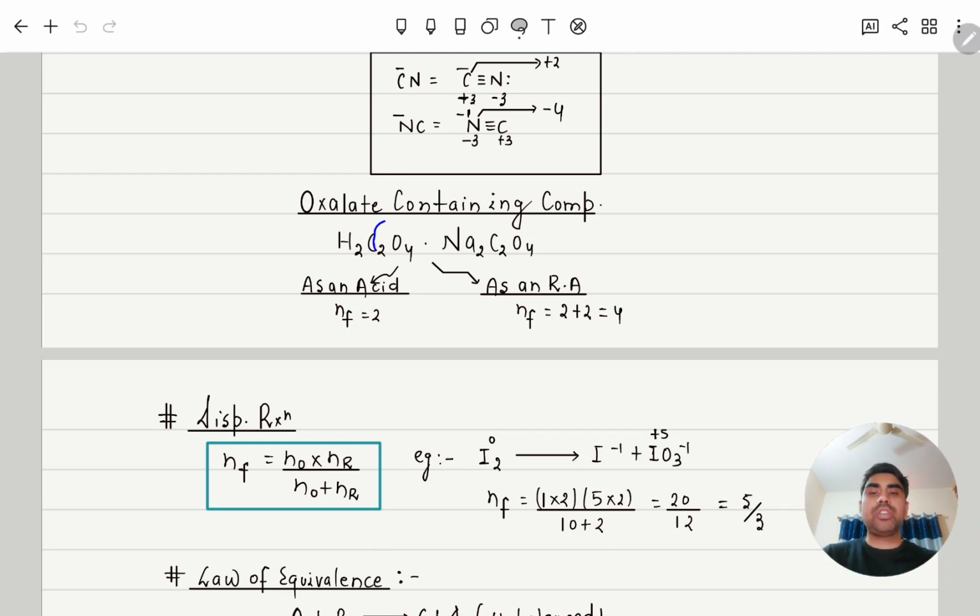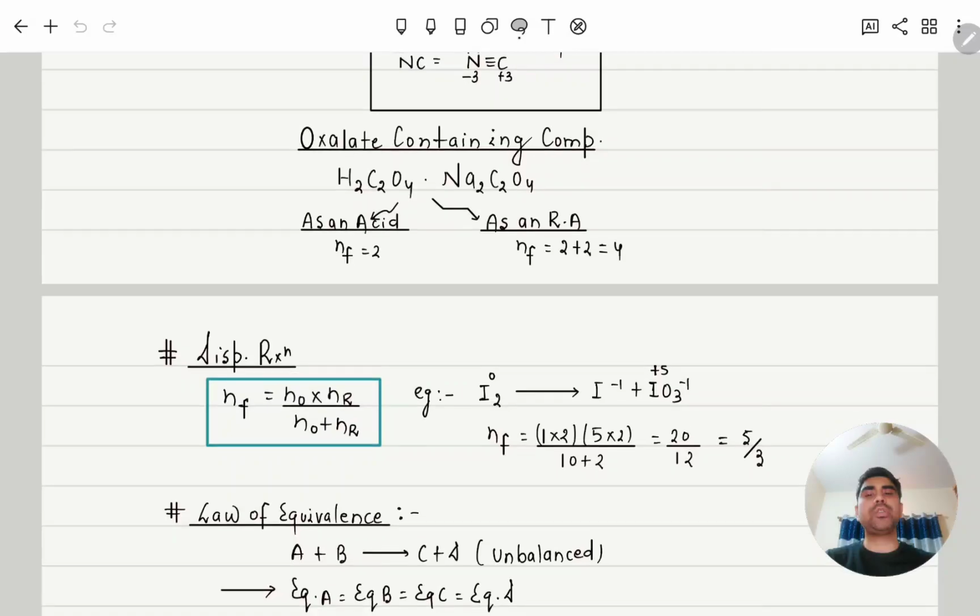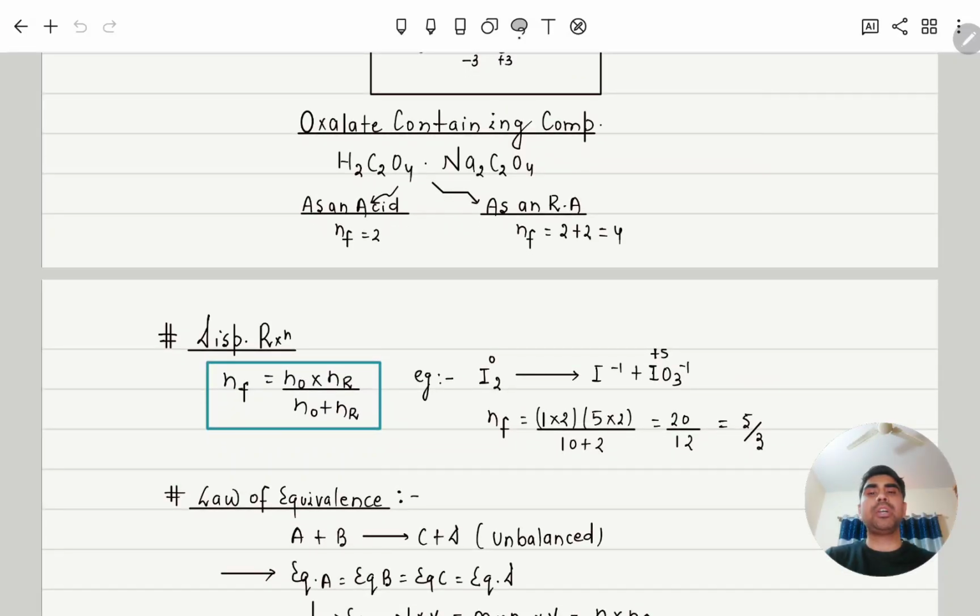So here, change in how much? It is +3 going to +4. Total how many carbons here? 4. So overall n factor is change in oxidation number into atomicity. Total atoms are 4, change in oxidation number is 1, so according to that, n factor is 4.